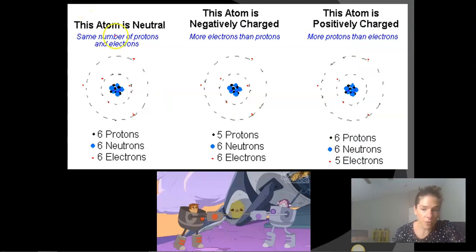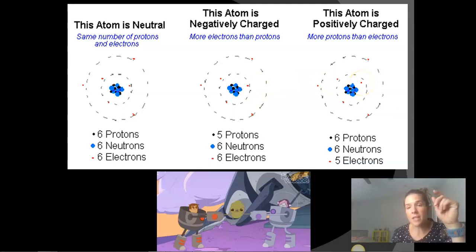All right, so over here, this atom is neutral. This atom has 6 protons, 6 neutrons, and 6 electrons. Okay, this is a neutral atom because the protons equal the amount of electrons. Over here, this atom is going to be negatively charged. It's negatively charged when there are more electrons than there are protons. So in this case, we have 6 electrons and 5 protons, which means this would be a negative ion, with a charge of -1.